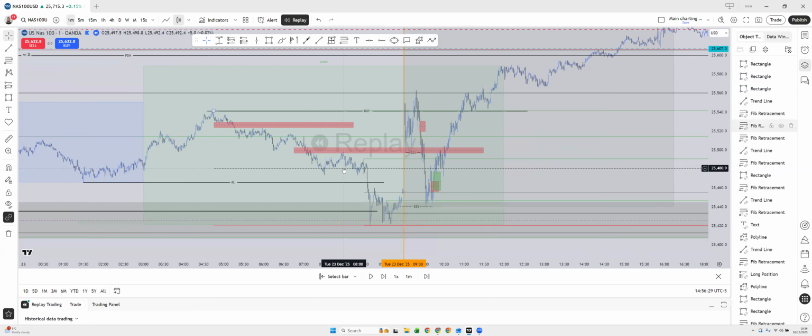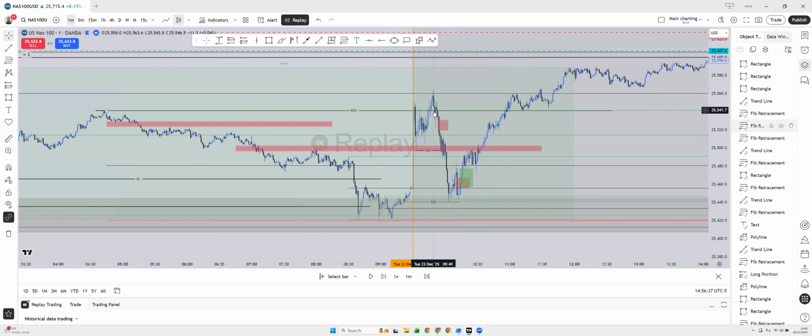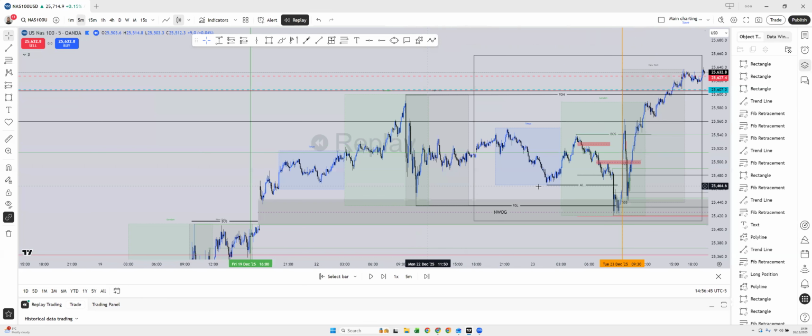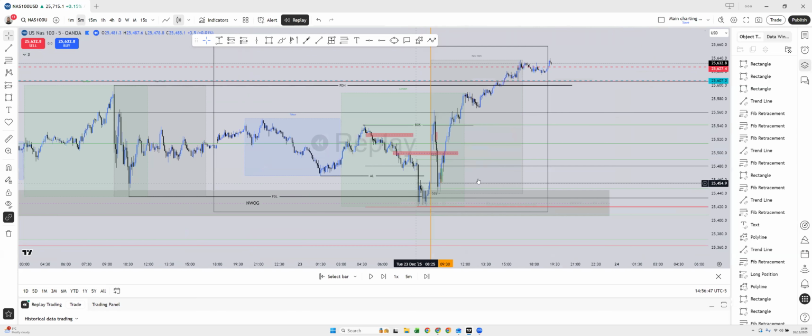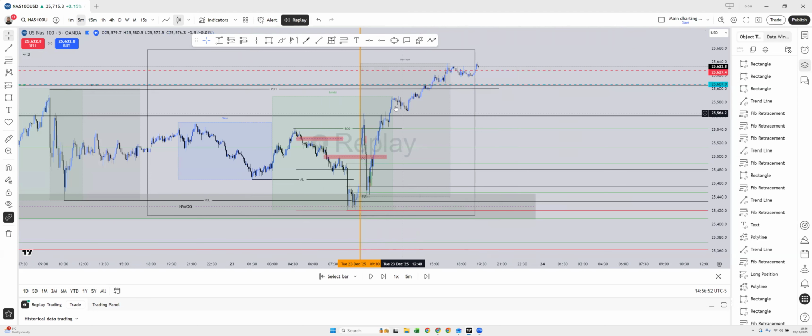So you had to wait for price to return to here, because I wouldn't have really wanted to take this as a continuation to keep going. I would have wanted to take a buy from here. Okay, cool. And that's it. So again, just targeting the highs here.